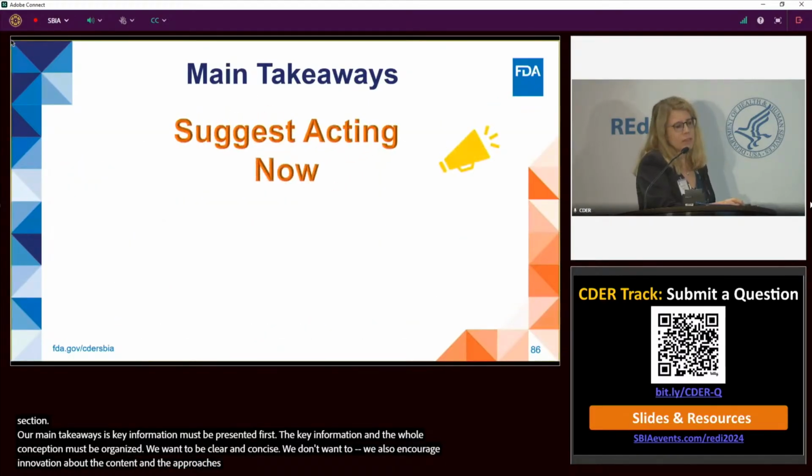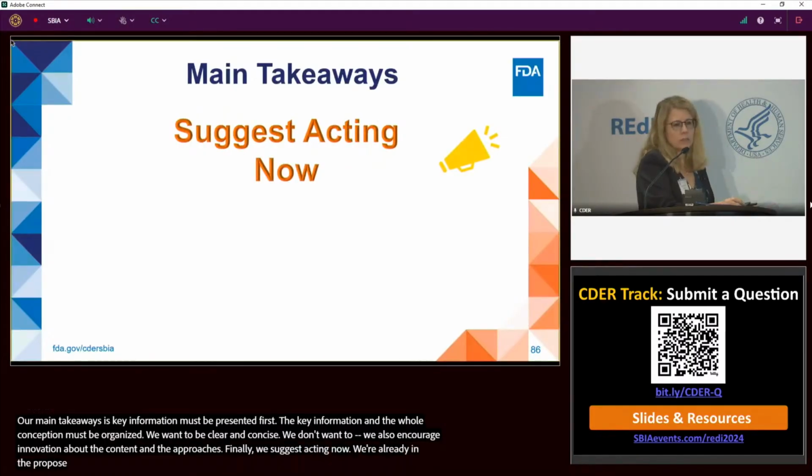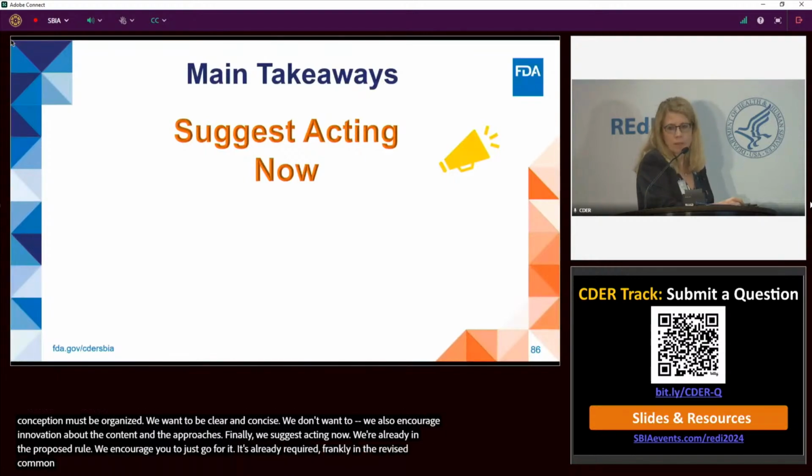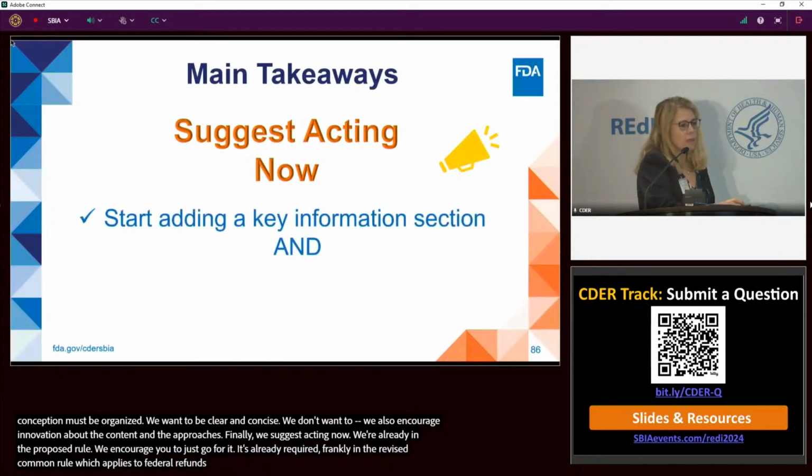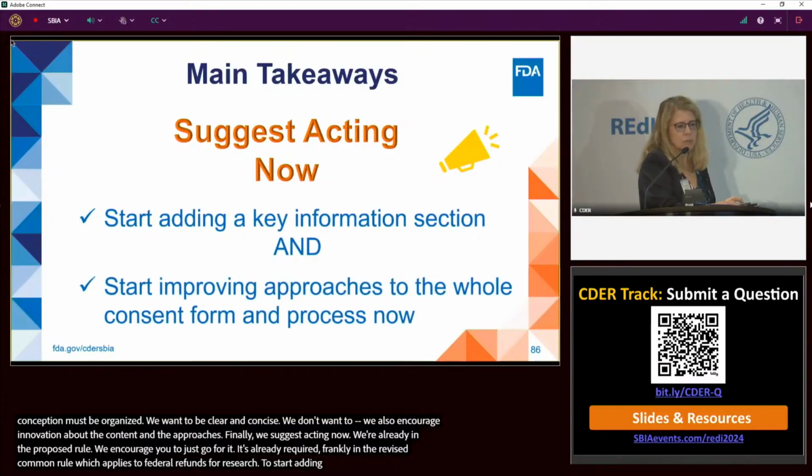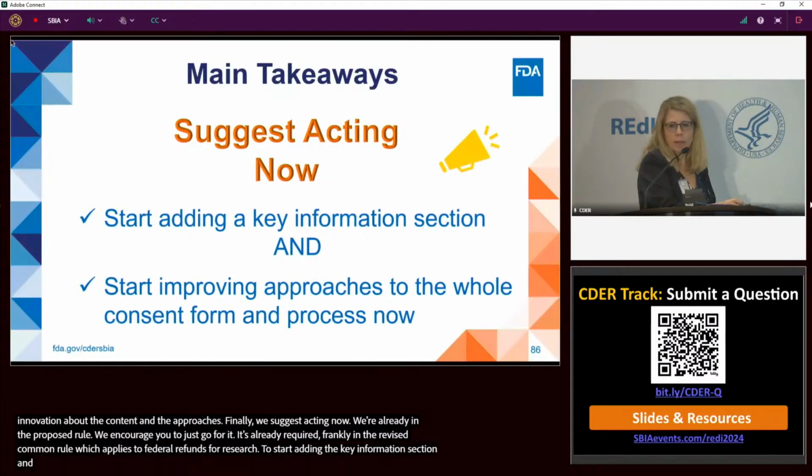Finally, we really suggest acting now. They're already in the proposed rule. We encourage you to just go for it. It's already required, frankly, in the revised common rule, which applies to federally funded research. Start adding the key information section and start improving approaches to the whole consent and process now.